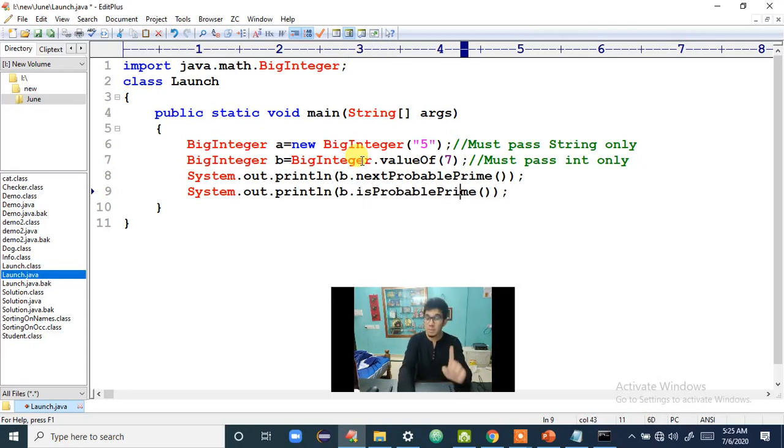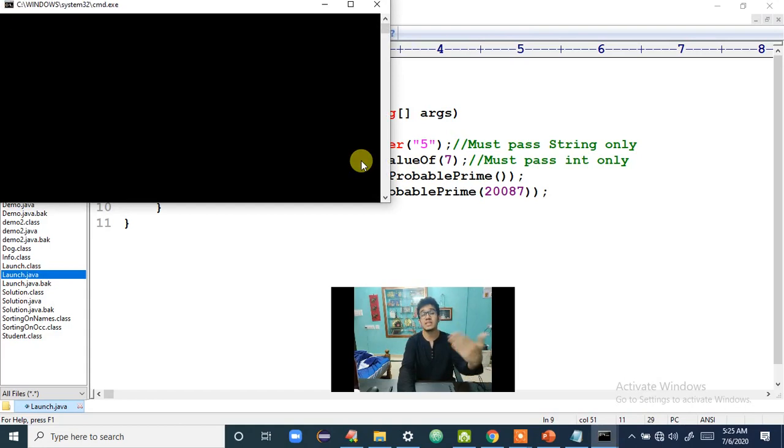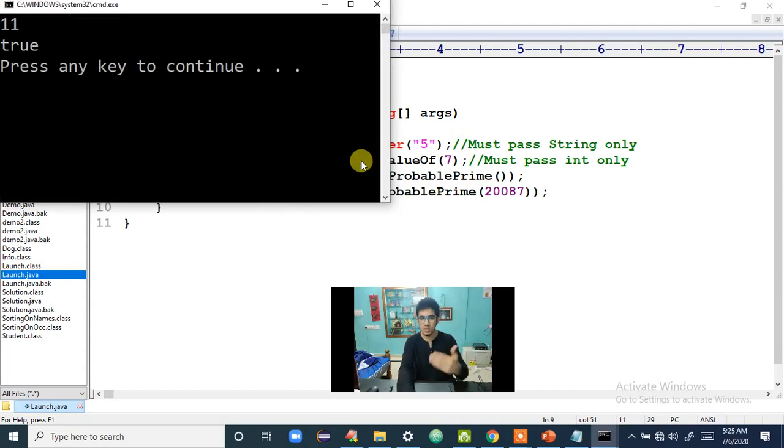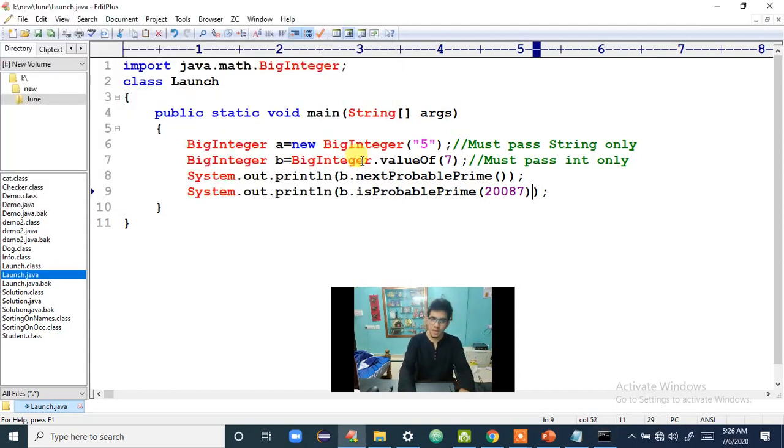For this isProbablePrime, there is one condition, right? You have to pass a number which is greater than 0, some very big number or very small number. Greater than 0 you have to give, not 0. So when I give like this, it will tell me true or false, right? True. Yes, 7 is a prime number. So these are the two methods.